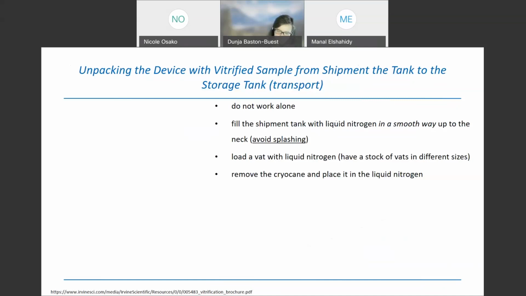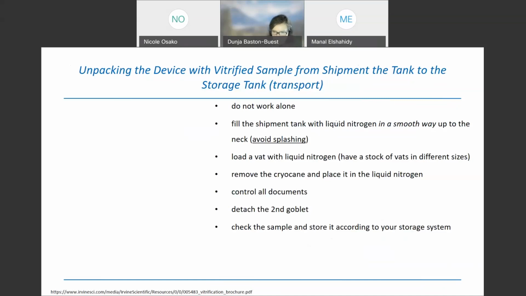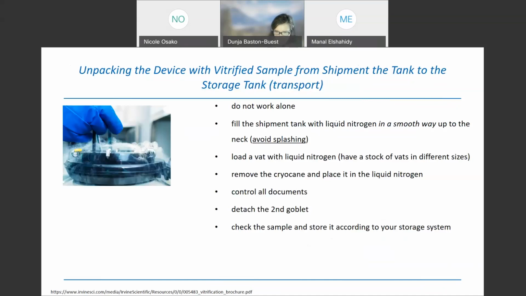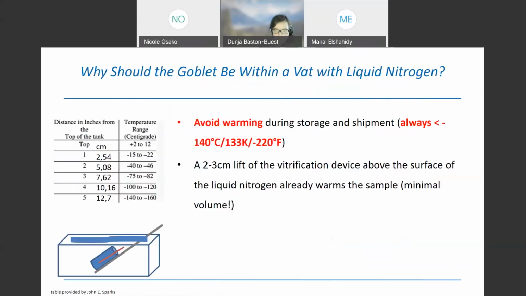Then remove the cryocan and that goblet. Control the documents. Detach, in our case, the second goblet because it's empty. And then check the sample, check the name, check the number of specimen, and store it according to your storage system. And then respond to the transport protocol. Again, because it's really, really important, avoid every step of warming.